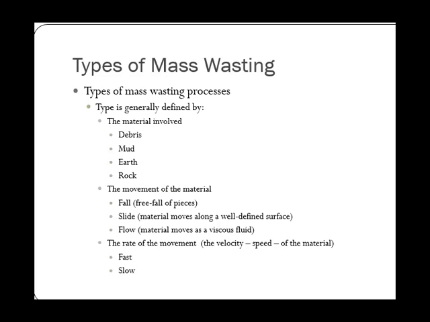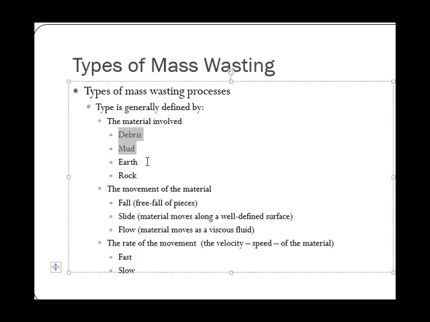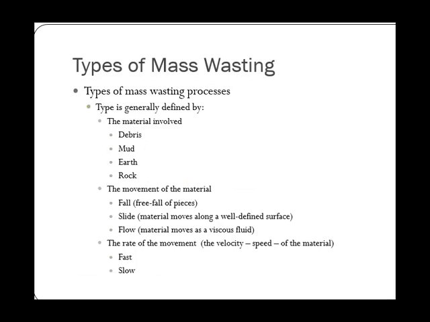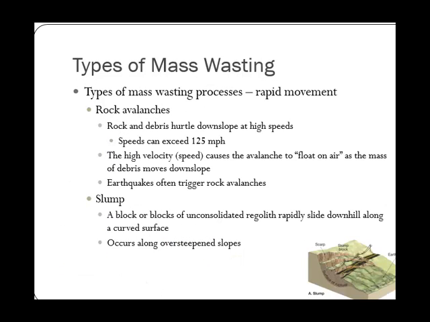What things are moved in mass wasting? Debris, which means little pieces of rock, mud, earth, rock. How do these things move? Again, this is really pretty much all common sense. They could fall down the hill, they could slide down the hill, they can flow down the hill like a viscous fluid. If it were mud, it could kind of slowly move its way down the hill, and the rate of movement could be either fast or slow. You probably could have figured that out anyway.